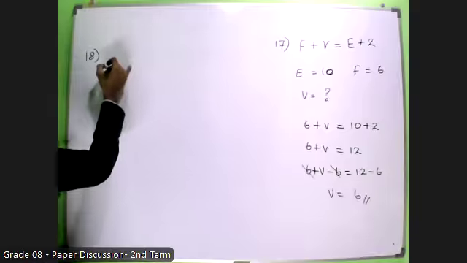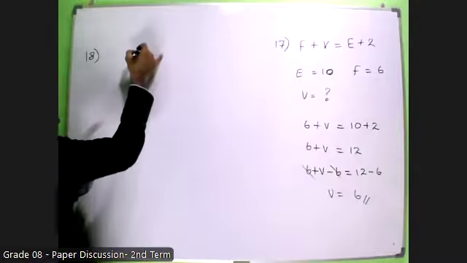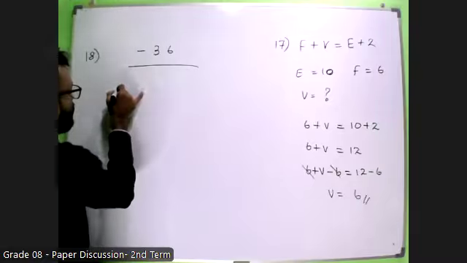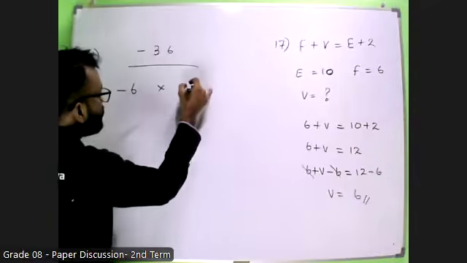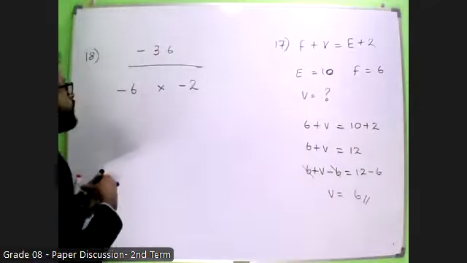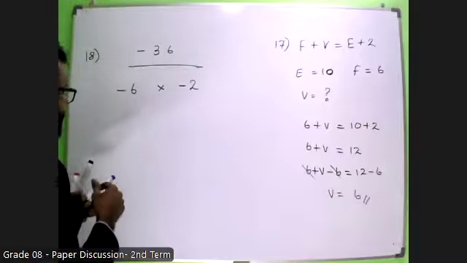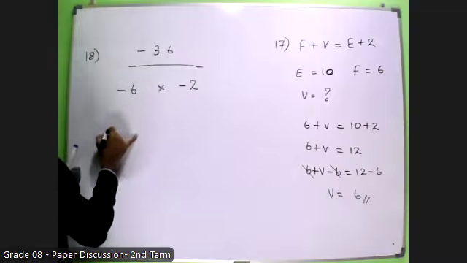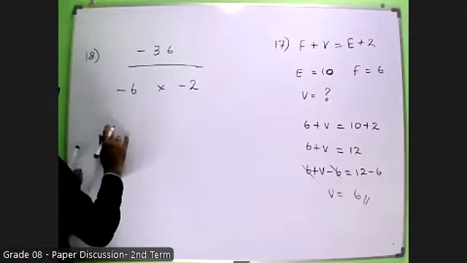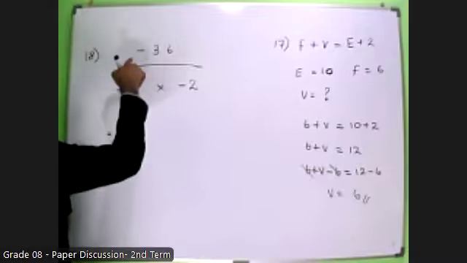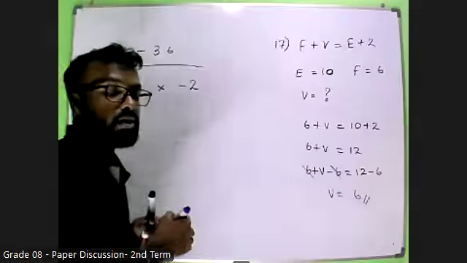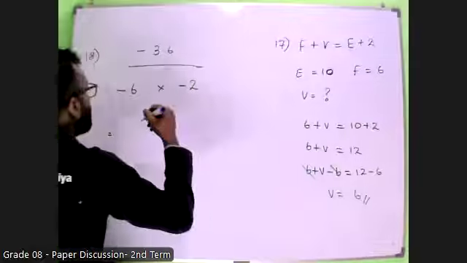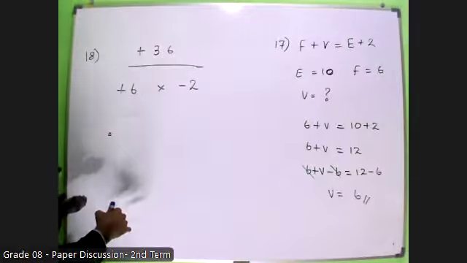Eighteenth one, you need to find the value, right? Find the value of minus 36 divided by minus 6 multiplied by minus 2. So how do you do this? First of all, I will simplify minus divide by minus. What would be the final sign? Positive. Plus. Yes. Right.